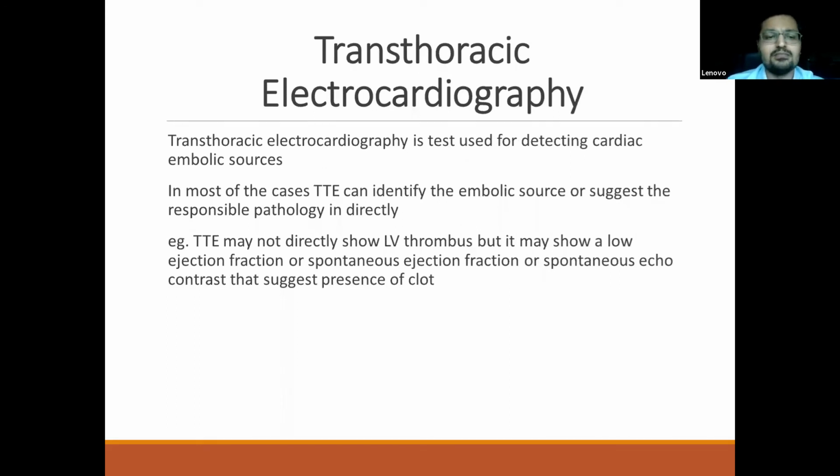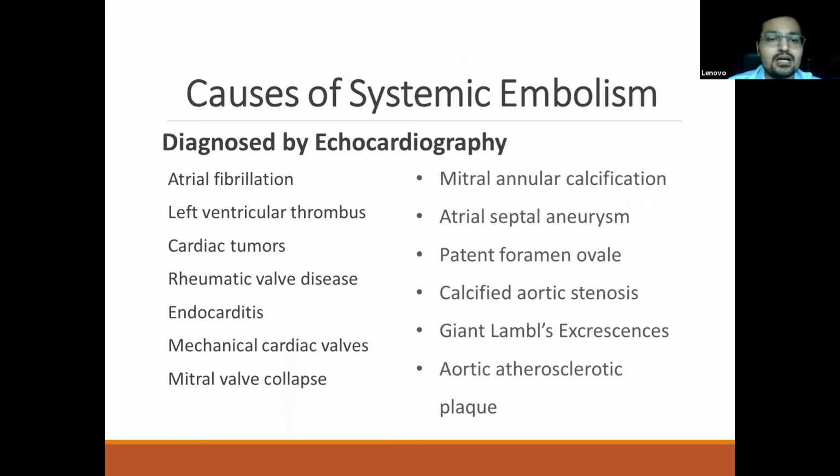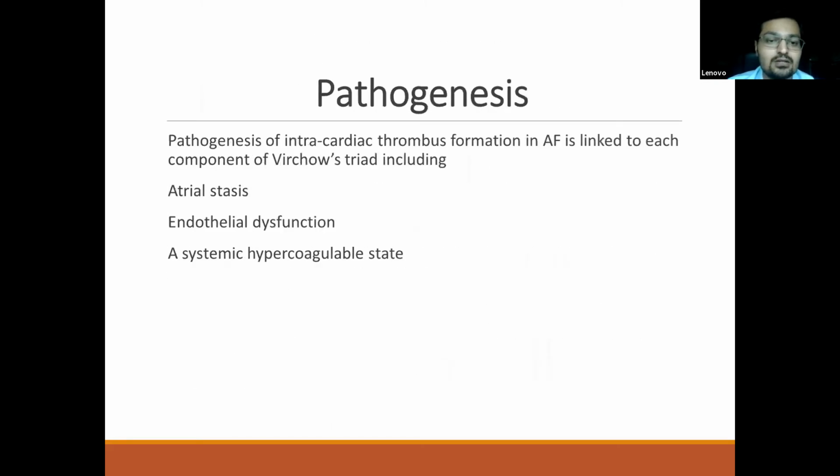The standard method of diagnosing any of the cardiac sources of such a disease is usually transthoracic echocardiography. The echocardiography is usually pretty diagnostic when it comes to diagnosing atrial fibrillation induced thrombus, mitral annular calcification, mitral valve endocarditis, or aortic valve endocarditis for that matter, or cardiac tumors, or left ventricular thrombus.